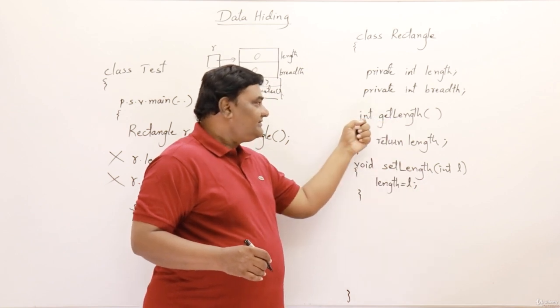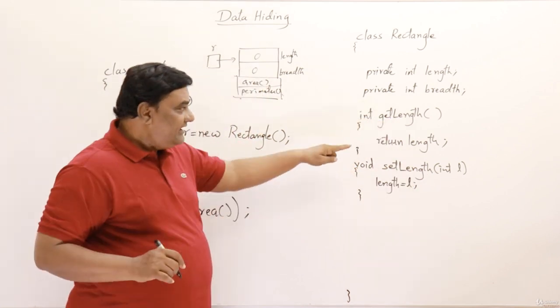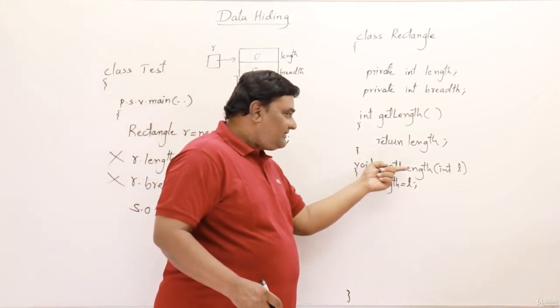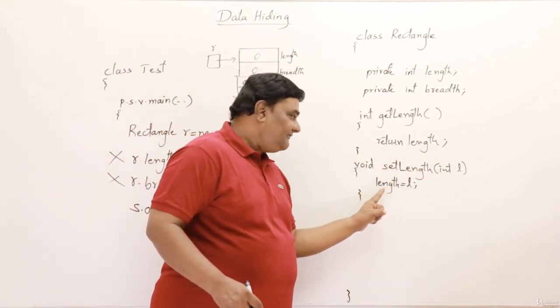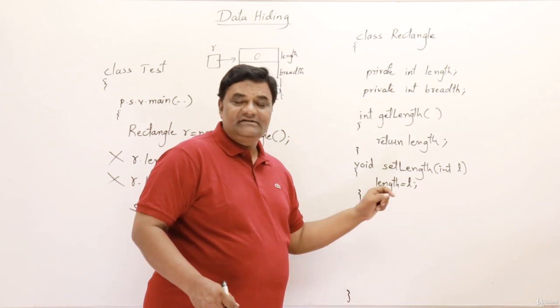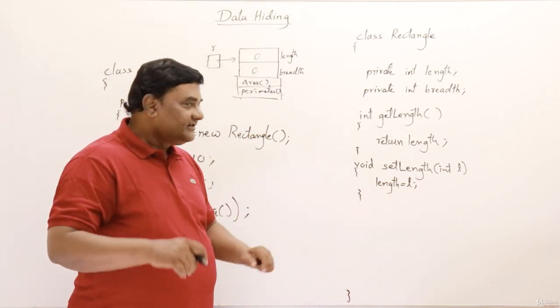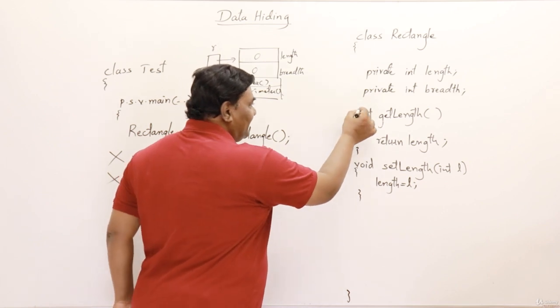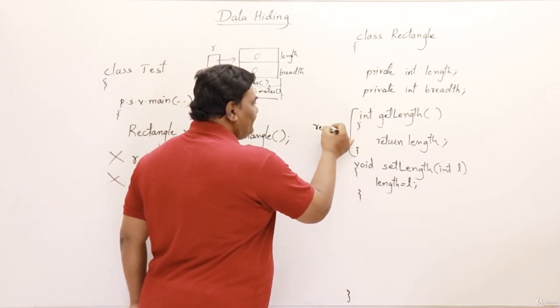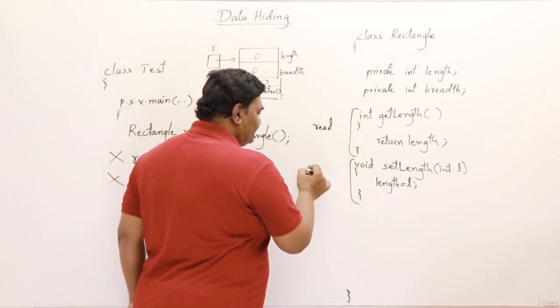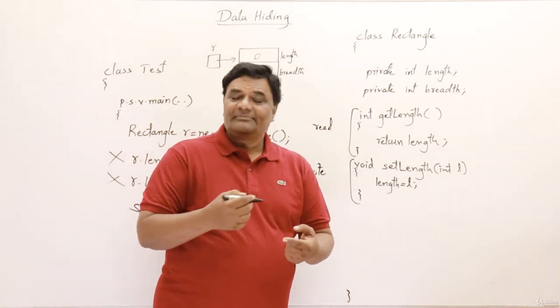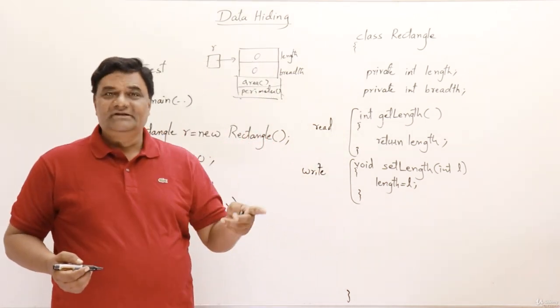Get length has a return type of integer. It will give you the value of length, and set length will take some length and set the length. So one is for writing the value of this property and one is for reading. Get length is for reading the value of that property and set length is for writing the value. As I said, we perform read and write operations on the data. So for both we have methods.